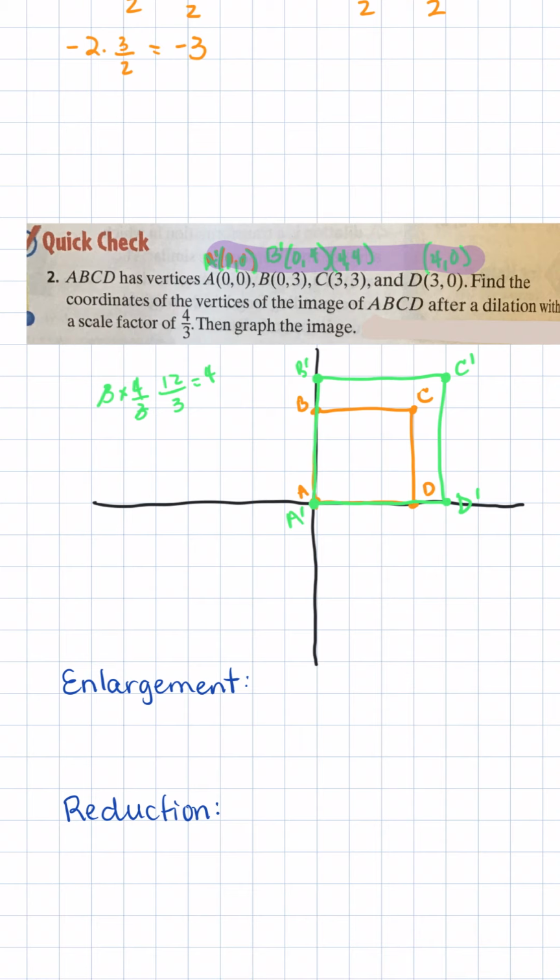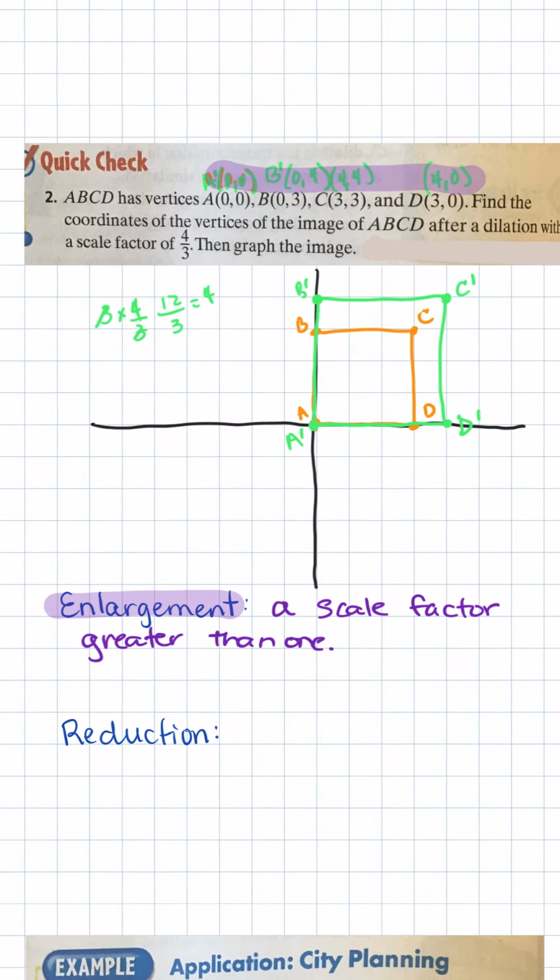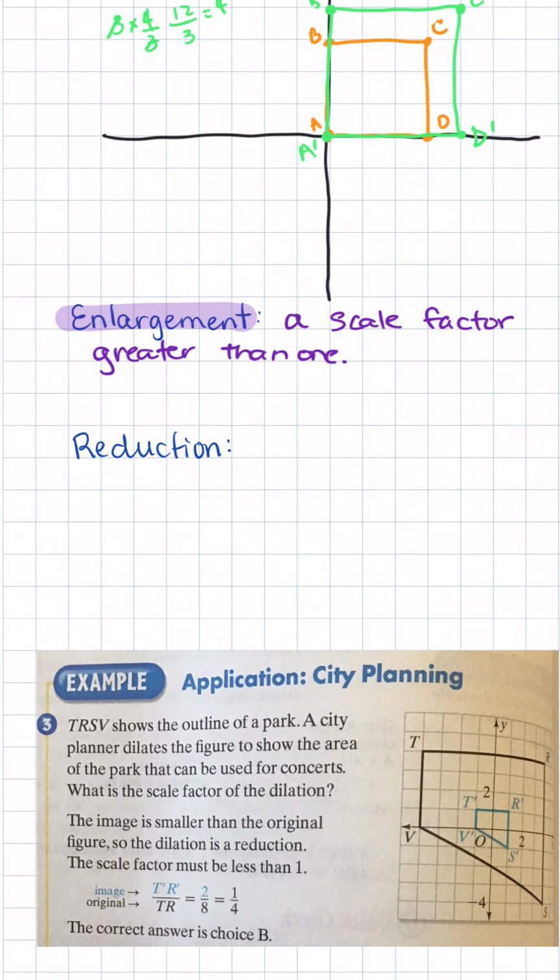A dilation with a scale factor greater than 1 is called an enlargement. So an enlargement is a scale factor bigger than 1. The image is bigger than the original. A dilation with a scale factor less than 1 is called a reduction. So write that down, a reduction, a scale factor less than 1.